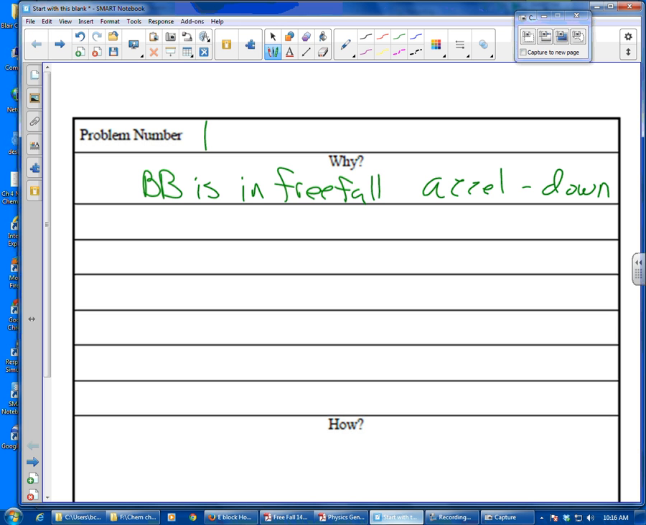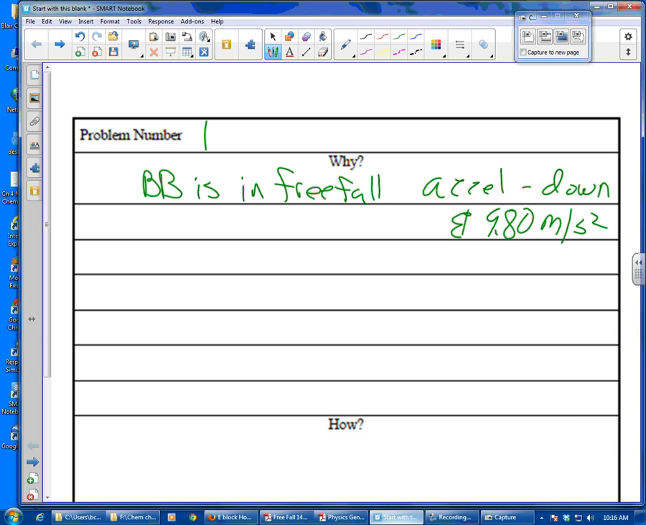And does it have a specific value? 9.80 meters per second squared. So as soon as we see something in free fall, we know that it's accelerating downwards, and it's accelerating at 9.80 meters per second squared.